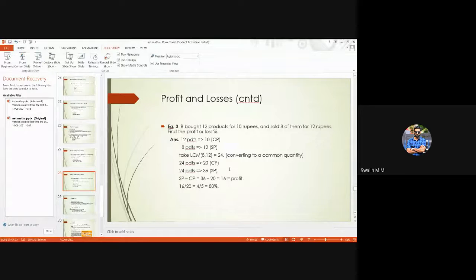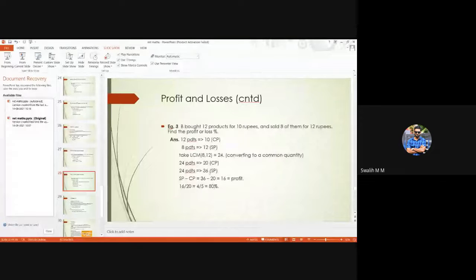Now, what is asked? Profit percentage. Profit percentage would be profit by cost price. That is 16 by 20, which is 4 by 5 or 80%. Clear? Please explain it once more.